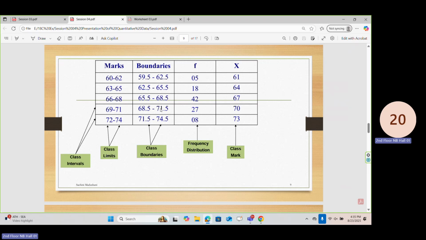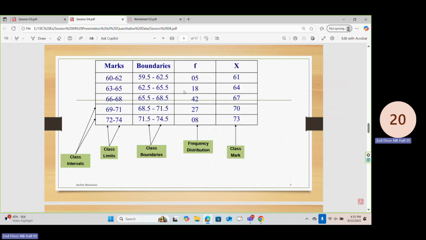Okay, this is the way we can identify the boundaries. Now looking at the boundaries, is there a gap? No gap. The first class boundary ends at 62.5. What's the lower class boundary of the next one? 62.5. Now we can remove the gap. It's clear? These we call class boundaries. Understood? When we are calculating the summary measures, we use the class boundaries, not the class limits. It's clear? Then frequency. Now you know it is the number of times each value occurs.